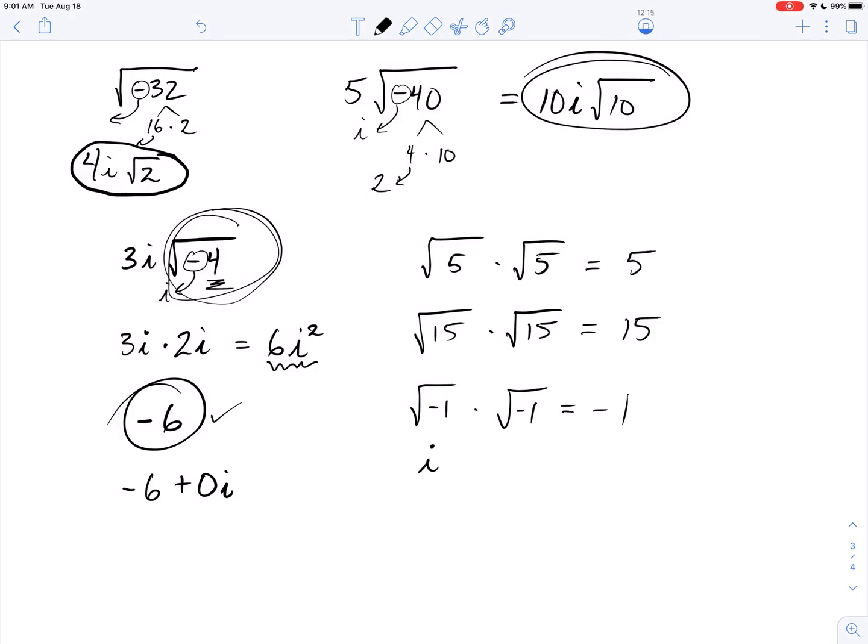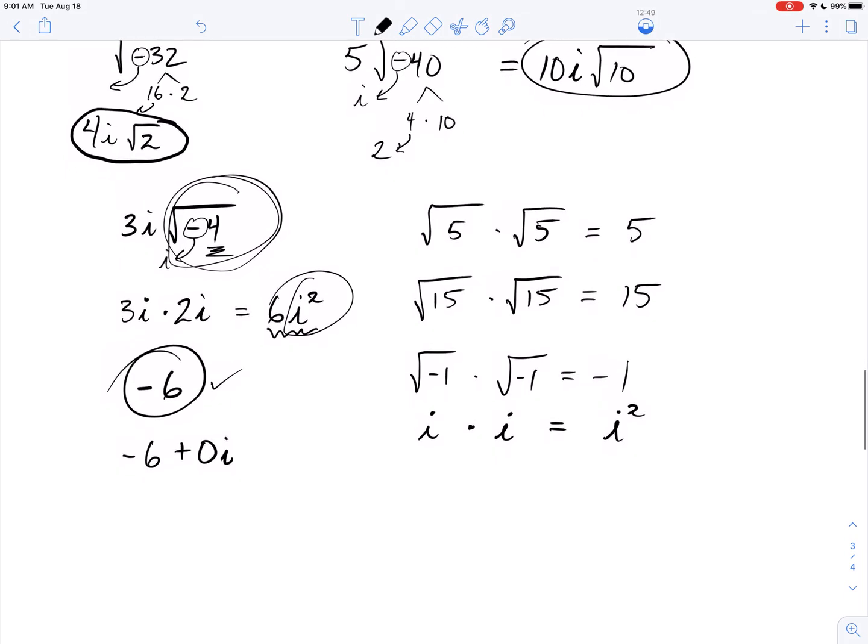But guess what? That's the same thing as i times i, which is i squared. So whenever you see an i squared in your problem, it is the same as a negative 1. So instead of 6i squared, I call it 6 times negative 1, or I call it negative 6. There you go. Now, there's more to i numbers. There's a lot of stuff, but like I said, we're going to hit the basics. That's what we're talking about right now. So we're going to focus on the stuff that we need for our future.